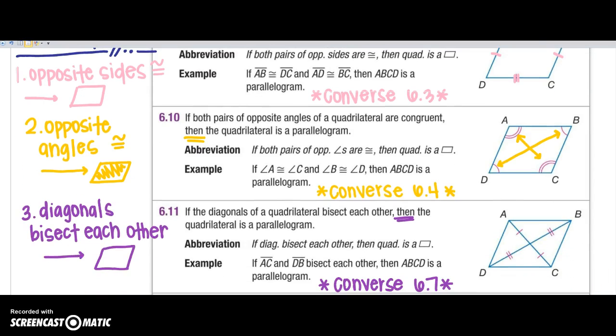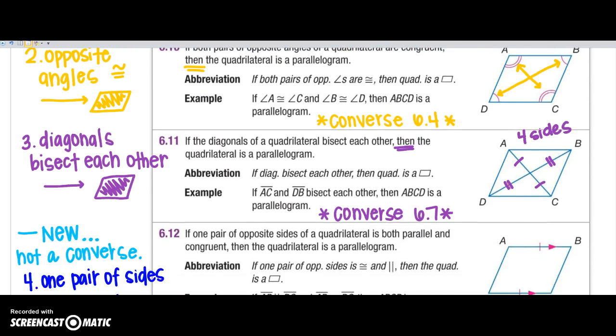The next converse that we'll use is the diagonals bisect each other. So if I see a quadrilateral or a four-sided figure, and I see that I have diagonals that are not necessarily equal, but their parts are cut in half, then I can say it's a parallelogram again.